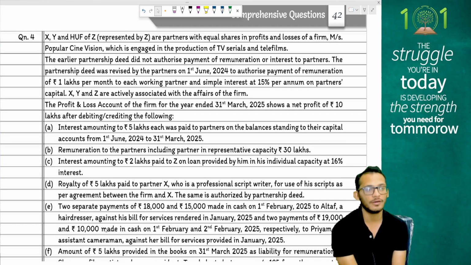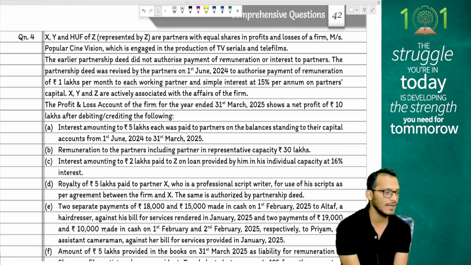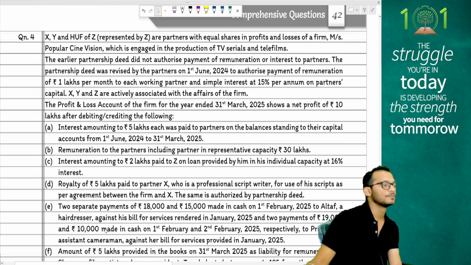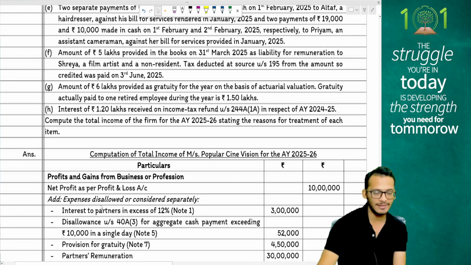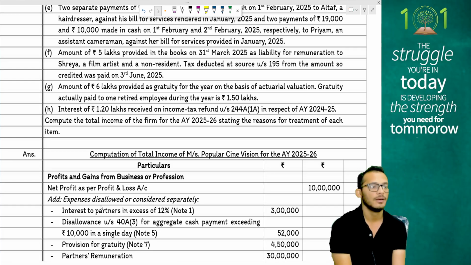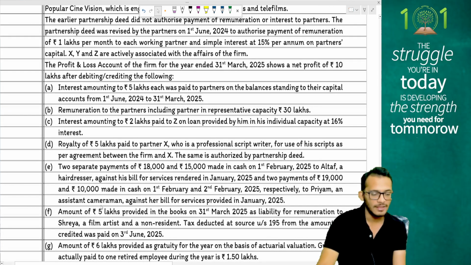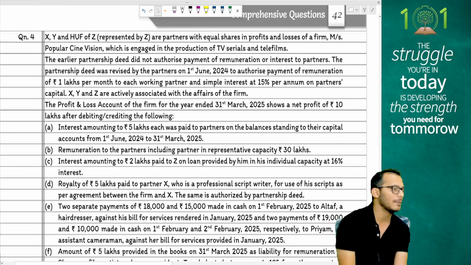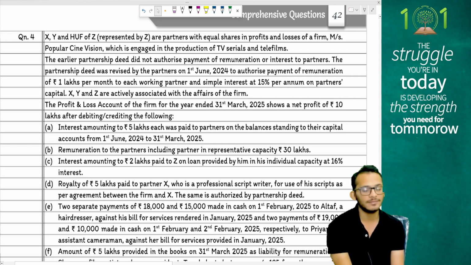The profit and loss account of the firm is given to you at a net profit of 10 lakh rupees after debiting and crediting the following items. I am ignoring everything and going to check the last line. It says compute the total income of the firm for 25-26, stating the reasons for treatment of each of the items. I only want total income. Good for us. Looking at the items, people, the items are already debited and credited to P&L. Look at the items and tell me what to do.